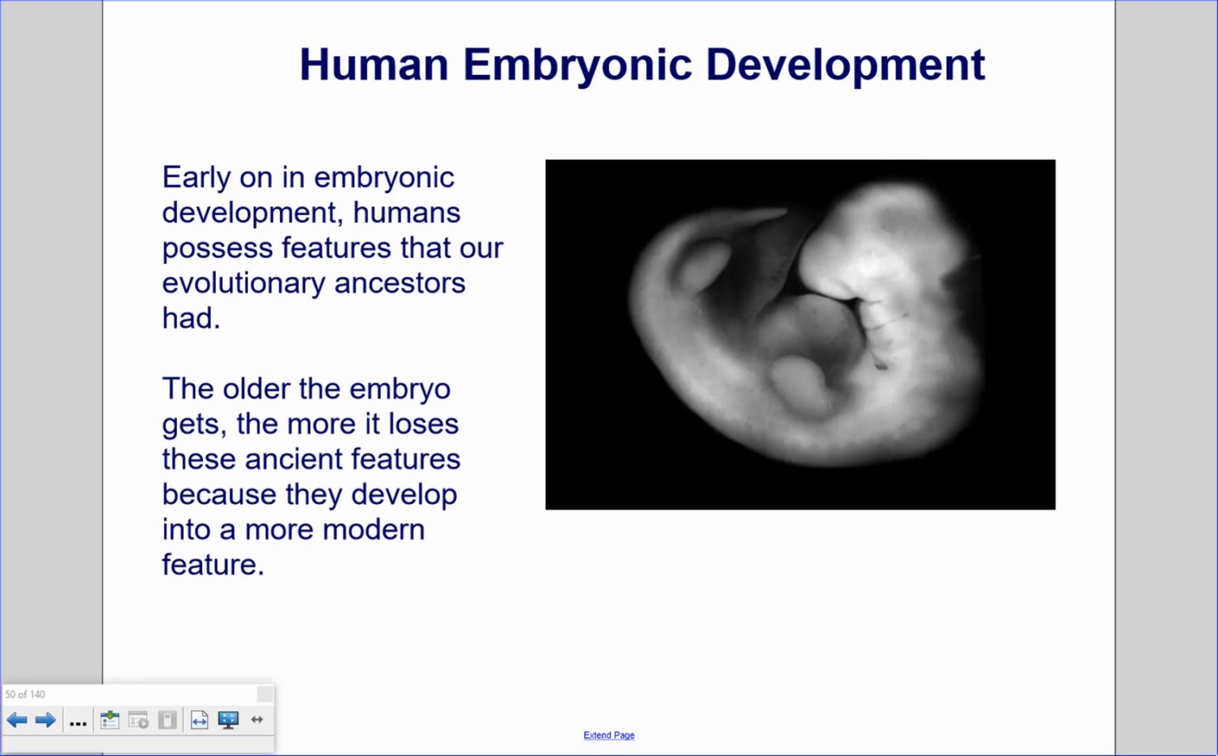Human embryonic development. Early on in embryonic development, humans possess features that our evolutionary ancestors had. The older the embryo gets, the more it loses these ancient features because they develop into a more modern feature. Take for example the tail. It's a lot longer in a human embryo, but then as the human embryo gets older and develops, this tail shrinks into a very short tail bone.